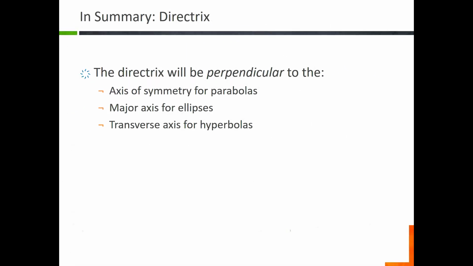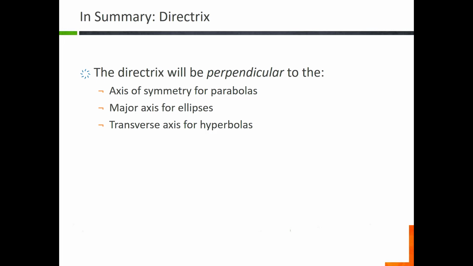So just a couple things to think about here. The directrix is going to be perpendicular to your conic. So for parabolas, we had an axis of symmetry. It's sort of the line that cuts right down the middle. For ellipses, we have a major axis. And so the major axis was the line that passed through the center, through both foci, and then to the longest vertices, the vertices furthest apart from each other. So that's the major axis.